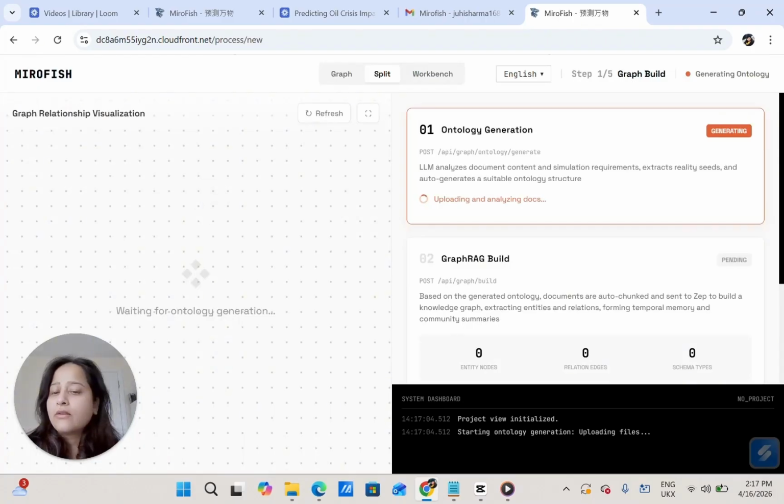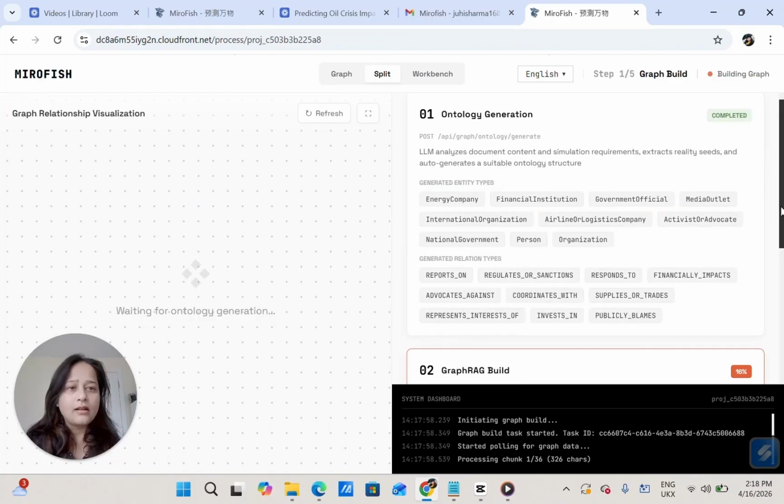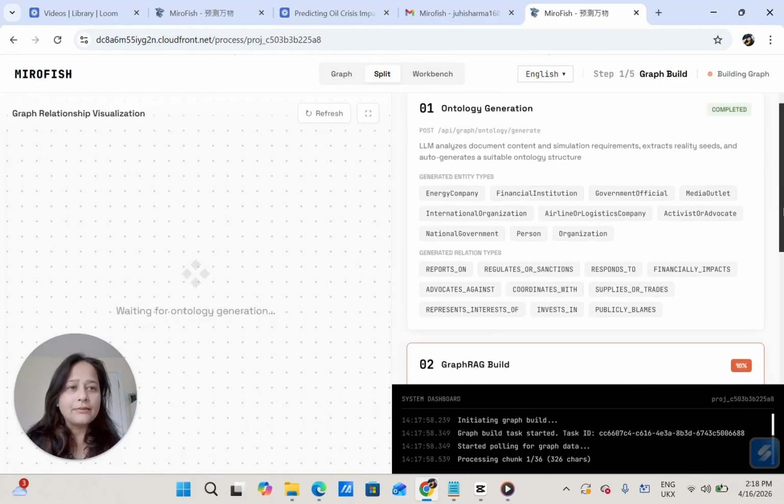I explained this in the introduction, but let me show you exactly what it means in practice. What MiroFish is doing right now is reading our entire briefing documents and categorizing every single piece of information inside it. It's identifying all the key entities, the countries, the organizations, the people, places, the events, and it's mapping the relationships between them. So as you can see here, the ontology generation is complete.